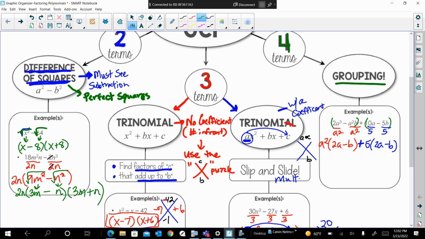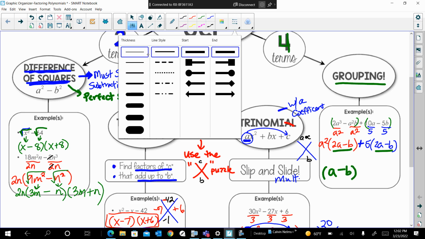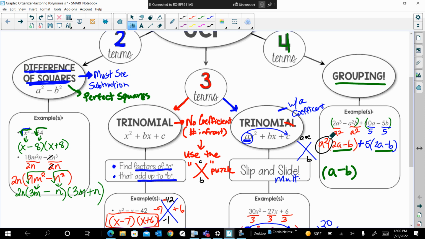So what we're trying to see is a common binomial, which is what we have with the 2a minus b. That is one of our factors. And then our second set of factors deal with the GCF. So we have an a squared and we have a plus 5. So that would be a squared plus 5. And that is our answer. Oh, I'm sorry. 2a minus b.